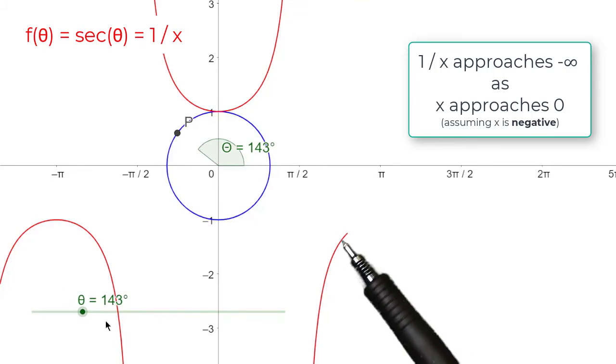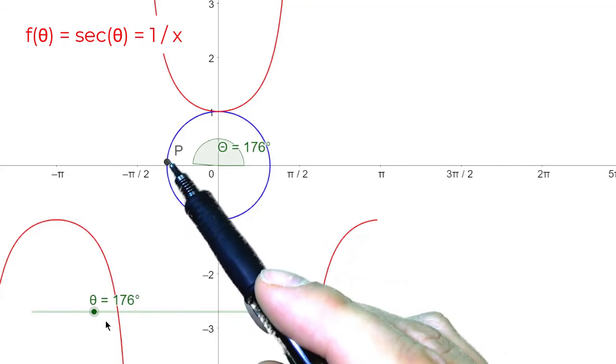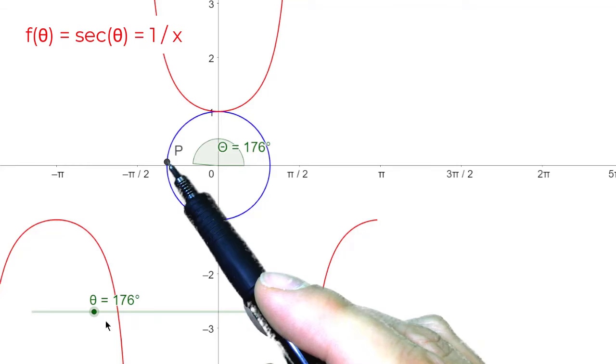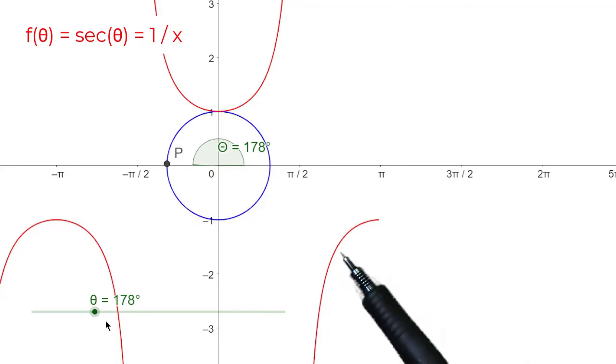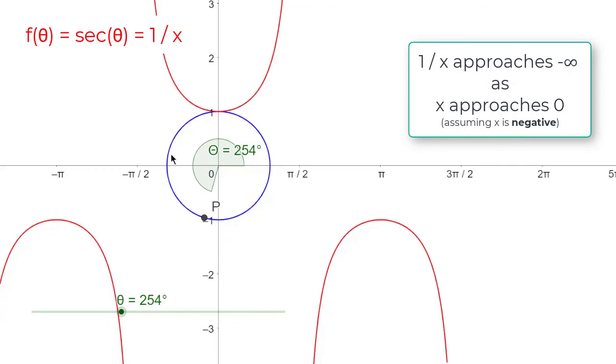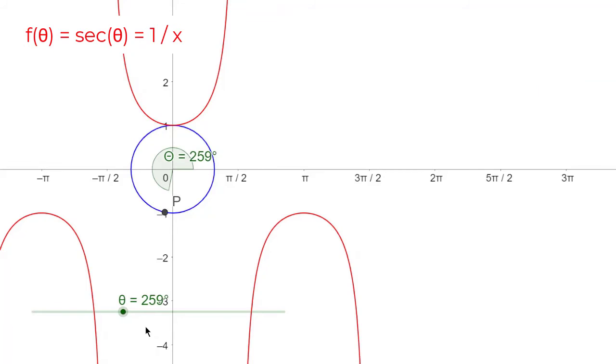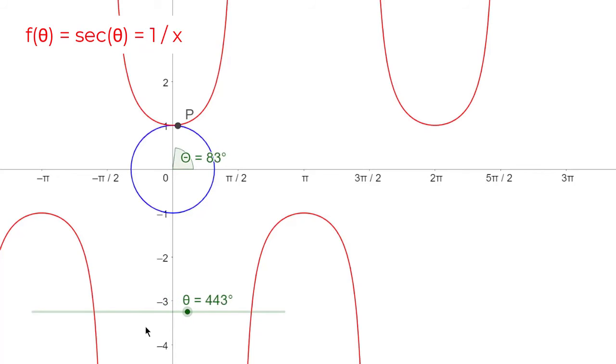And there it comes. Now the biggest this graph is going to get corresponds to the furthest left this point gets, because remember, secant is 1 over the x-coordinate. And so the x-coordinate is getting closer and closer to negative 1. 1 over negative 1 is negative 1. So that's where this graph is approaching. And then the x-coordinate goes back to 0, and so the graph goes back down to negative infinity. And if we zoom out a little bit more, we can see this process continue as the angle increases. And what we're seeing is a graph of the secant function.